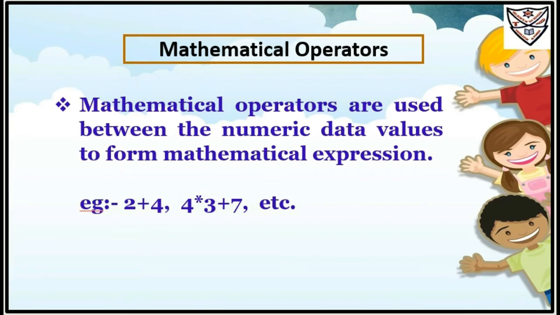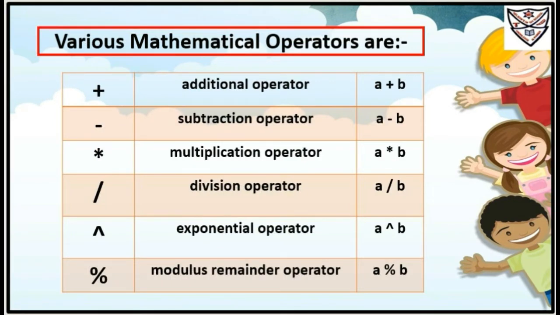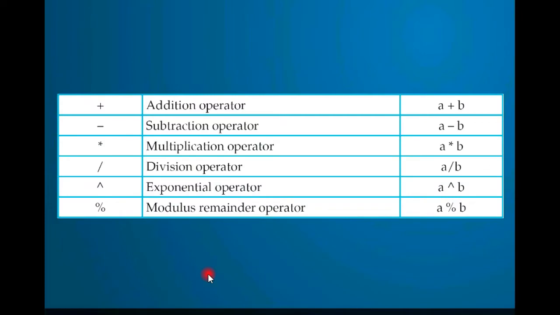Mathematical operators are used between numeric data values to form mathematical expressions. For example, 2 plus 4 or 4 into 3 plus 7, etc. Various mathematical operators are: plus sign, the addition operator, a plus b; minus, the subtraction operator, a minus b; multiplication operator, a into b; division operator, a divided by b; exponential operator, a exponent b; and percentage, the modulus remainder operator, a percentage b.